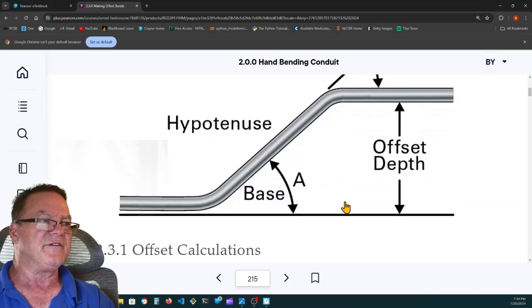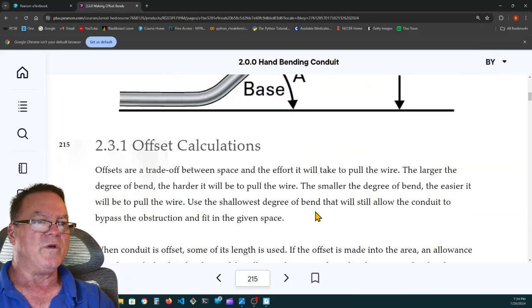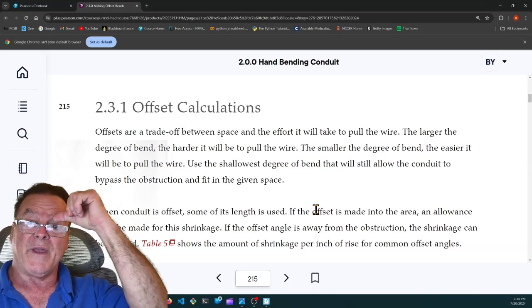It's a change in elevation. And this is the offset height. And this is the distance between bends. And that's important to know because this hypotenuse is how far apart we're going to put our two bends. And depending on the offset, the obstruction height, and the angle of bend, we'll figure out where to put that second bend.